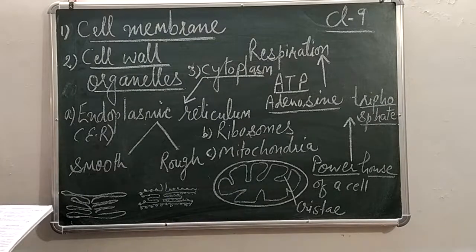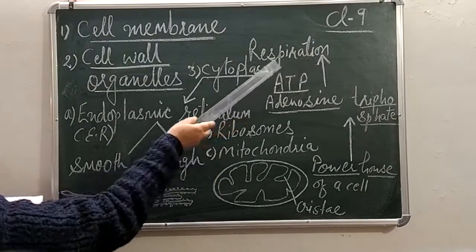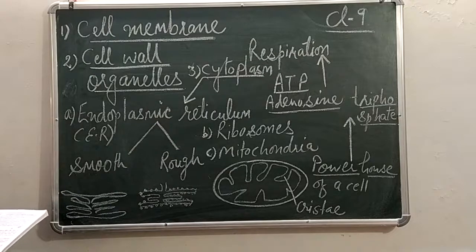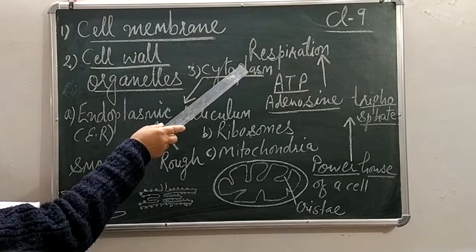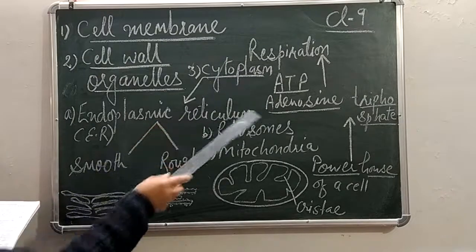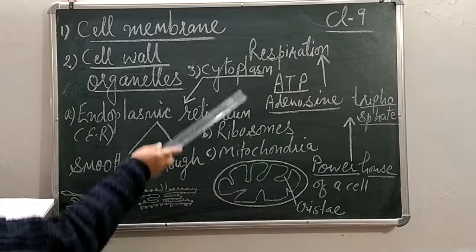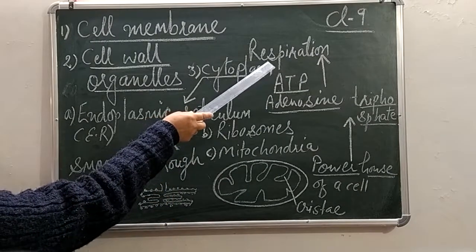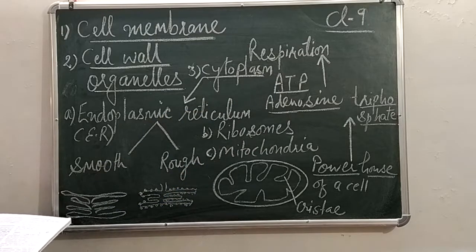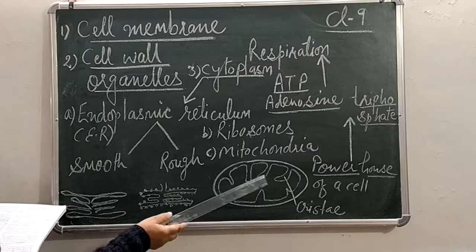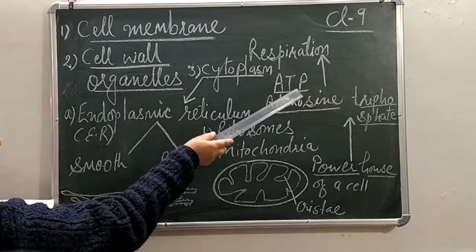What is the function of mitochondria? As I have written here, the function of mitochondria is to carry out the process of respiration. Respiration is a process in which food is oxidized and it releases energy. When energy is released in mitochondria during respiration, this energy is utilized by the cell for various activities, and some of the energy is also stored in the form of ATP molecules.